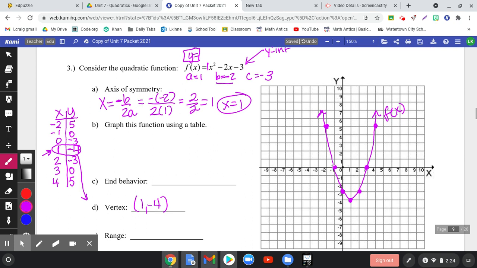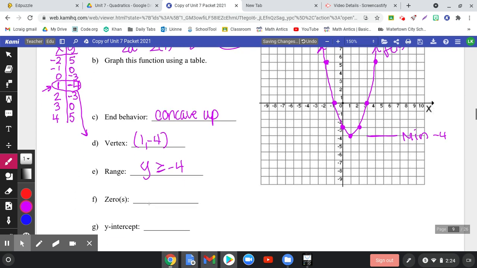All right, the end behavior, it's smiling, and that's because of this guy right here. Oops, that's an awful arrow. It's concave up. The range, all right, here's your min. All your y's go to negative 4 and then back up. All your y values are greater than or equal to negative 4.